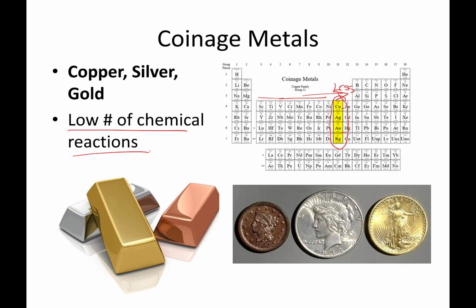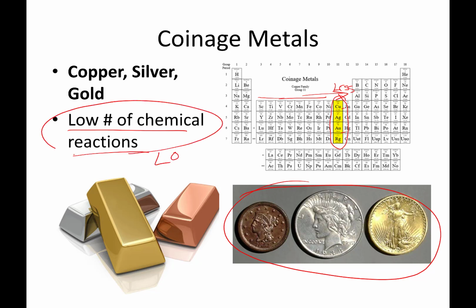You do not want to make your currency out of something that is going to react with the air or react every time it got wet. And that's why ancient man, thousands of years ago, chose these metals to make their coins out of. So copper, silver, and gold, because of their low rate of reactivity, this is why they are our coinage metals. And frankly, we make an awful lot of jewelry out of them as well.